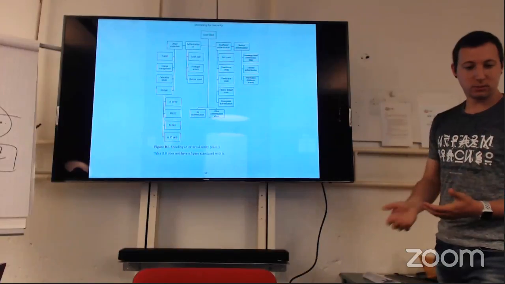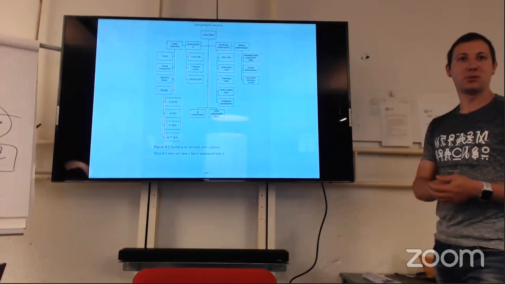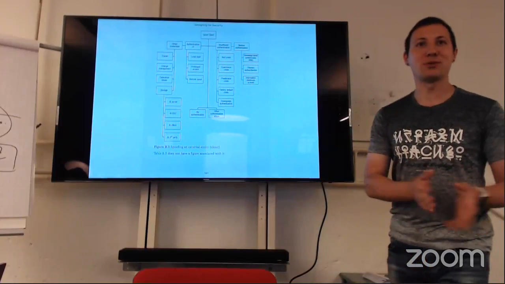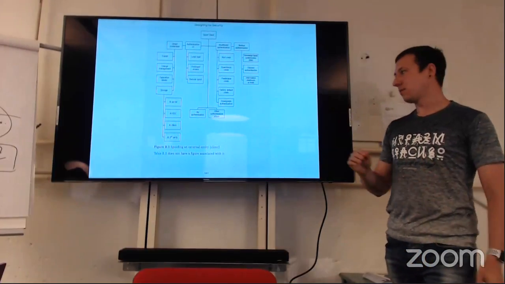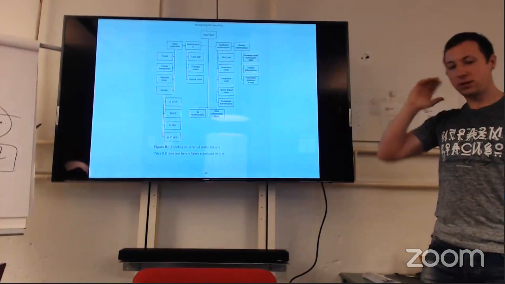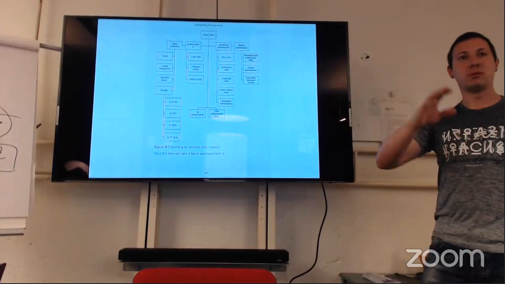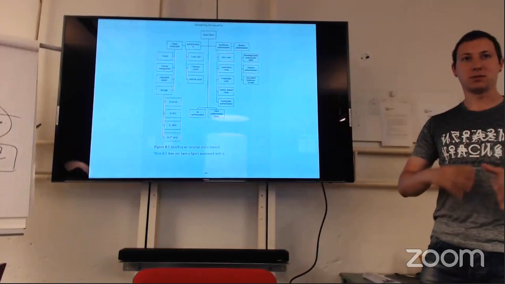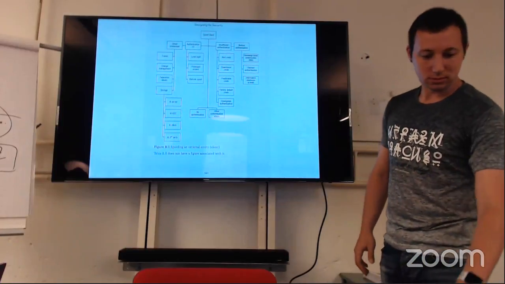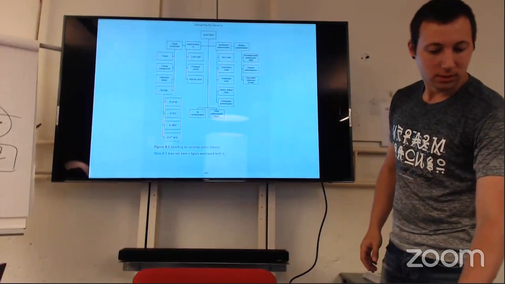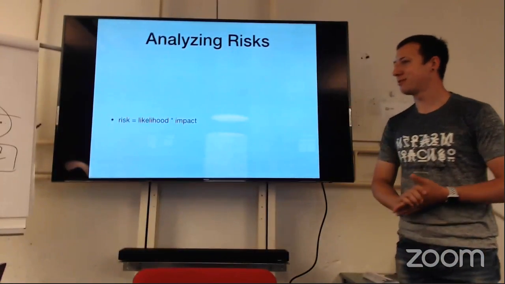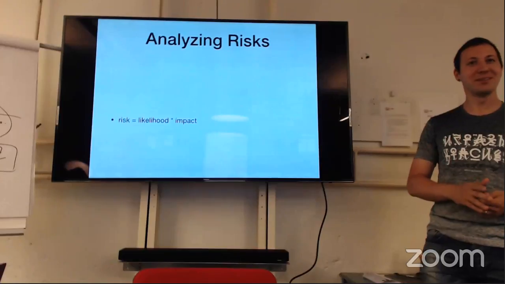After listing them, we should somehow analyze them, which is essentially what we tried to do in this group before. The whole point of the next slide is how to make repeatable results and have people more or less on the same page. Obviously this is a huge mathematical formula: the risk severity is likelihood times impact.